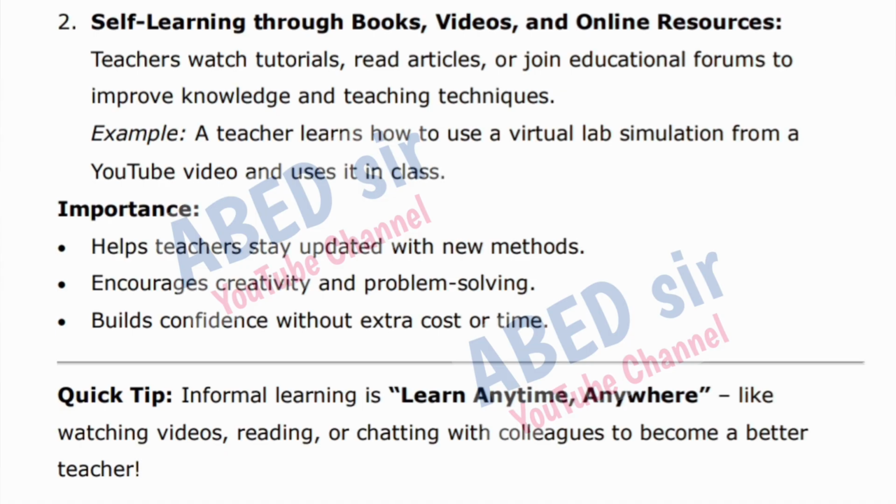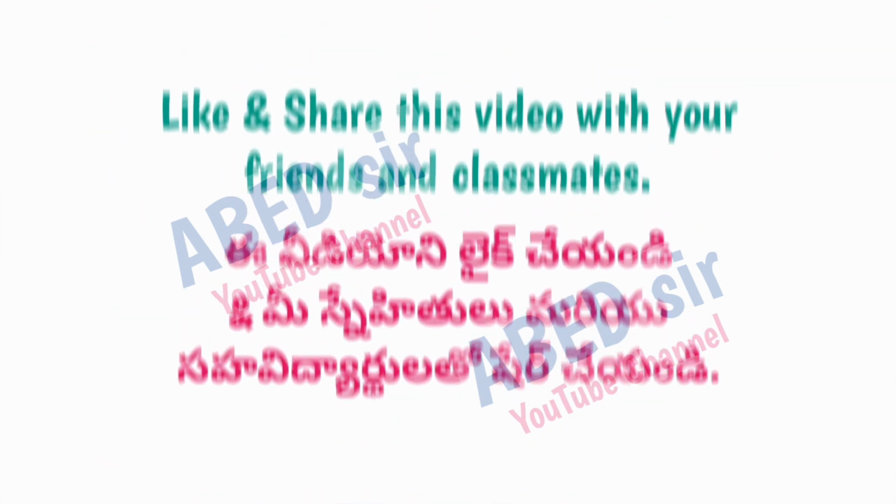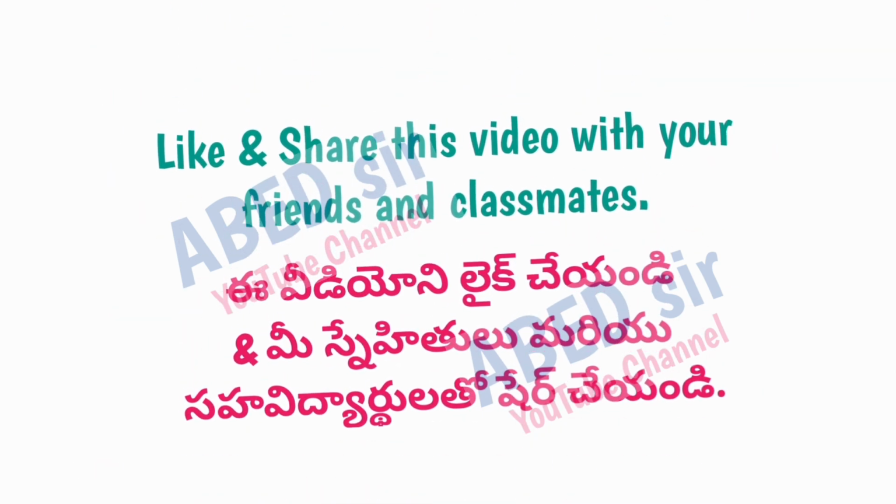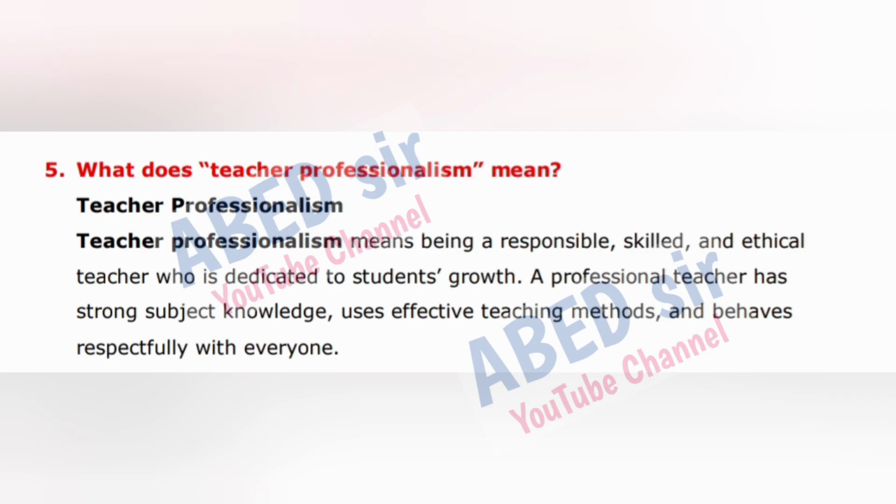Importance: helps teachers stay updated with new methods. Encourages creativity and problem solving. Builds confidence without extra cost or time. Quick tip: informal learning is learn anytime, anywhere, like watching videos, reading, or chatting with colleagues to become a better teacher. Next important short question is 5. What does teacher professionalism mean?